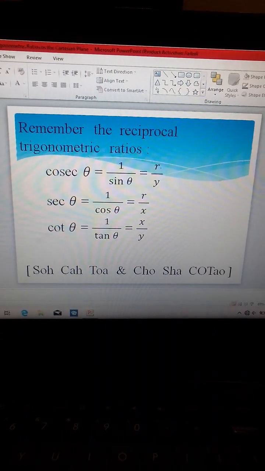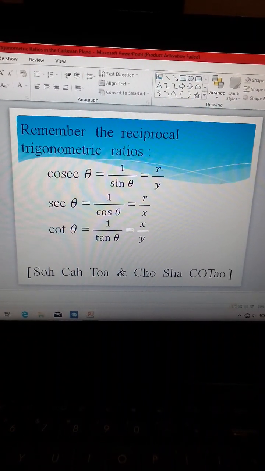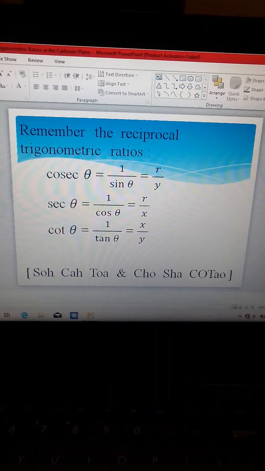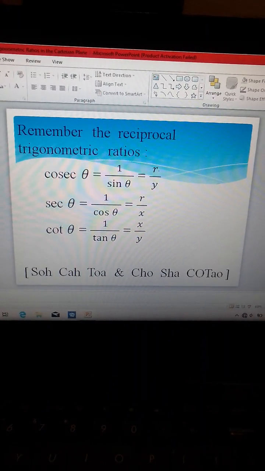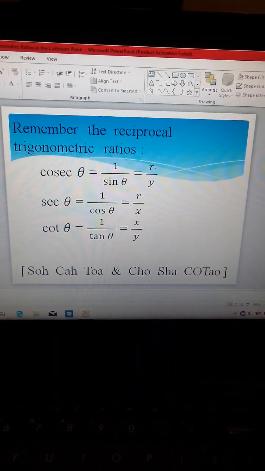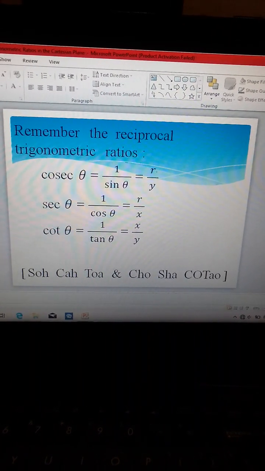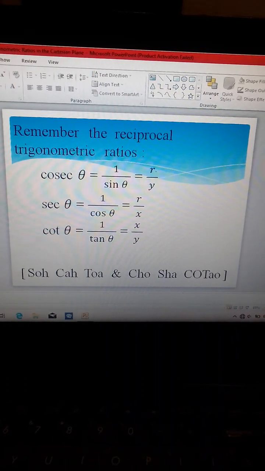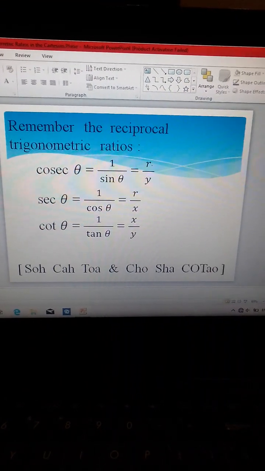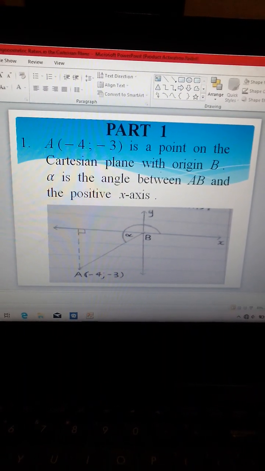And then you need to remember the reciprocal trigonometric ratios. So cosec theta is r over y, sec theta is r over x, and cot theta is x over y. So SOH CAH TOA: sine is opposite over hypotenuse, cosine is adjacent over hypotenuse, and tangent is opposite over adjacent, and CHO SHA CAO. Now the CHO is for cosec. So cosecant is hypotenuse over opposite, secant is hypotenuse over adjacent, and cotangent is adjacent over opposite. Okay, please take that down. I modified it from siavura.com.